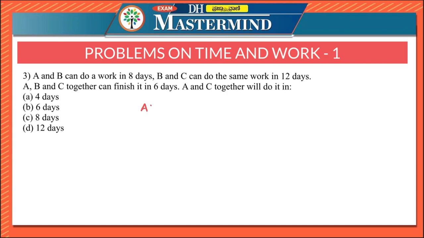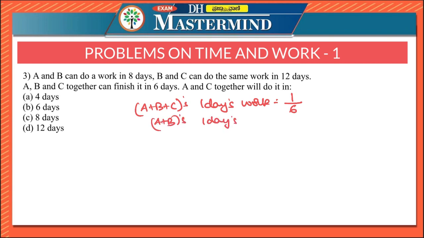A plus B plus C's 1 day's work: A, B and C can together finish the work in 6 days. We always boil it down to 1 day's work. So 1 day's work will be 1 by 6. A and B can do a work in 8 days. Therefore, A plus B's 1 day's work will be equivalent to 1 by 8. And then B and C can do the same work in 12 days. So B plus C's 1 day's work equals 1 by 12.